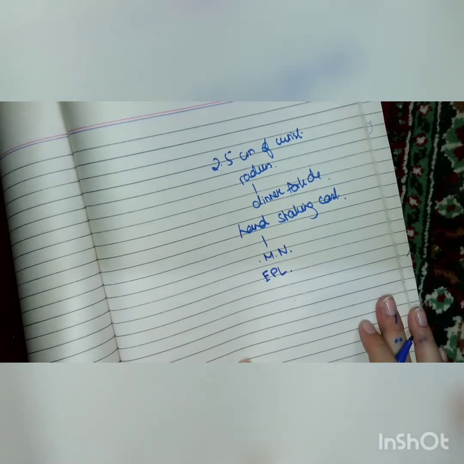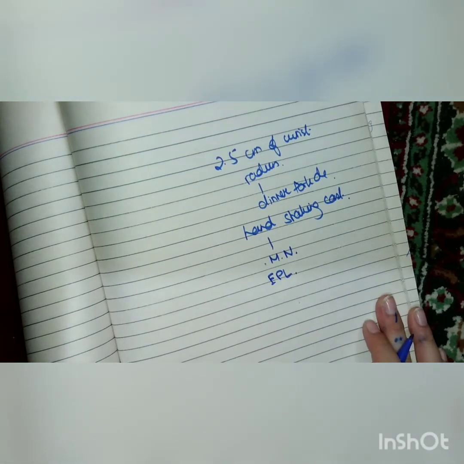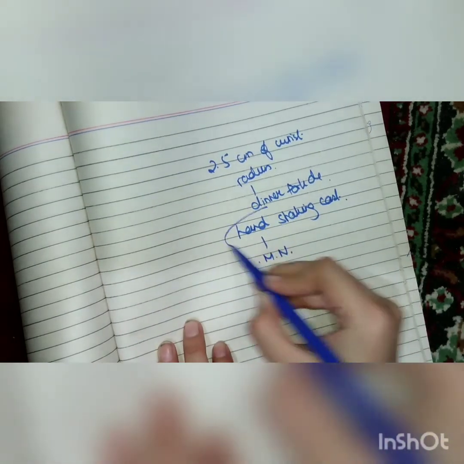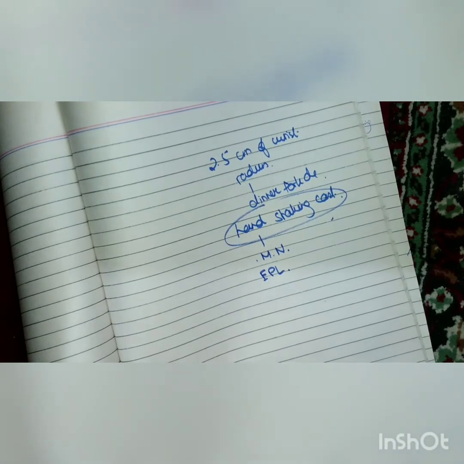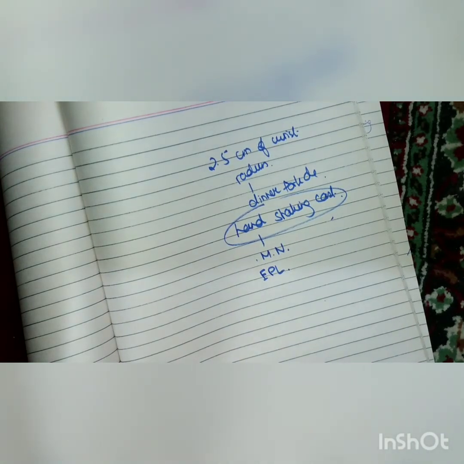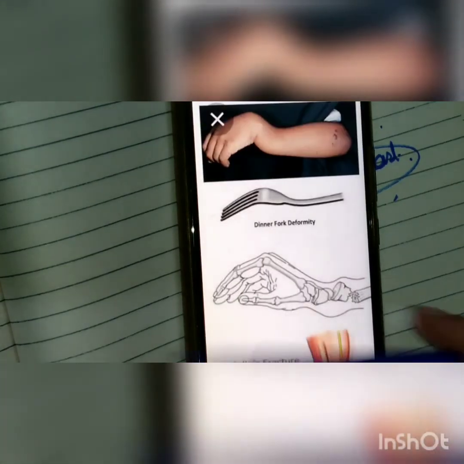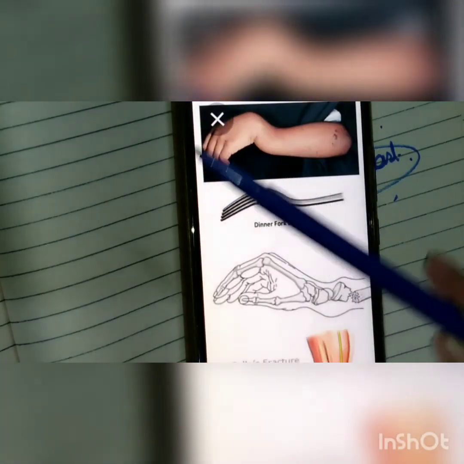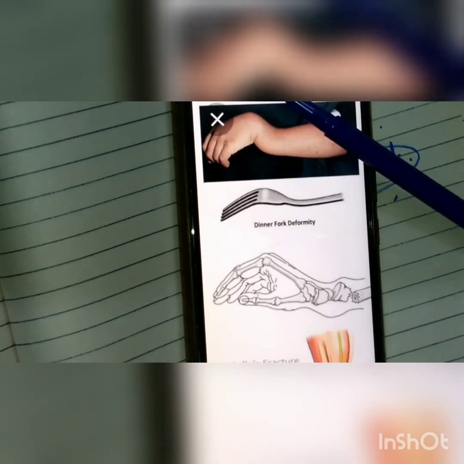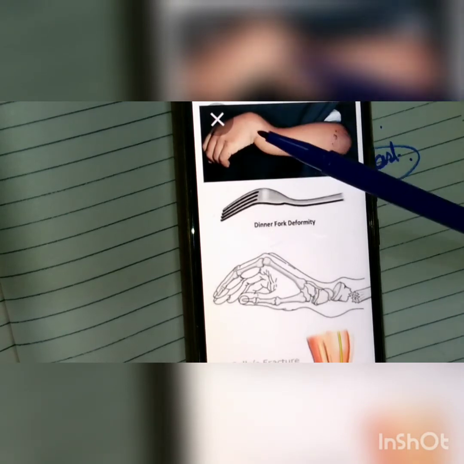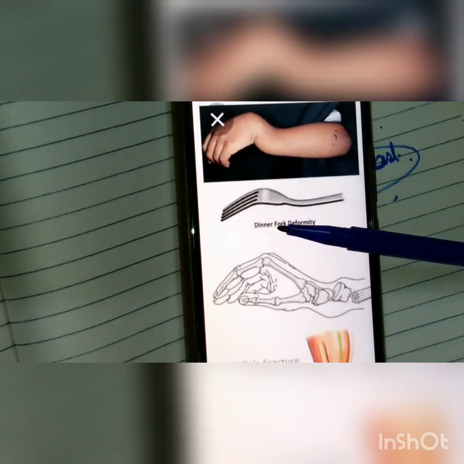How do you treat it? Mostly you treat it by non-operative methods, but you have to do closed reduction under anesthesia, and you apply a cast. What is the name of the cast? Handshaking cast. This is the treatment. Operative treatment is rarely needed, only if there's excessive displacement. So here is the picture. You can see that the fragment got displaced distally, relatively upwards, and it looks like a dinner fork.